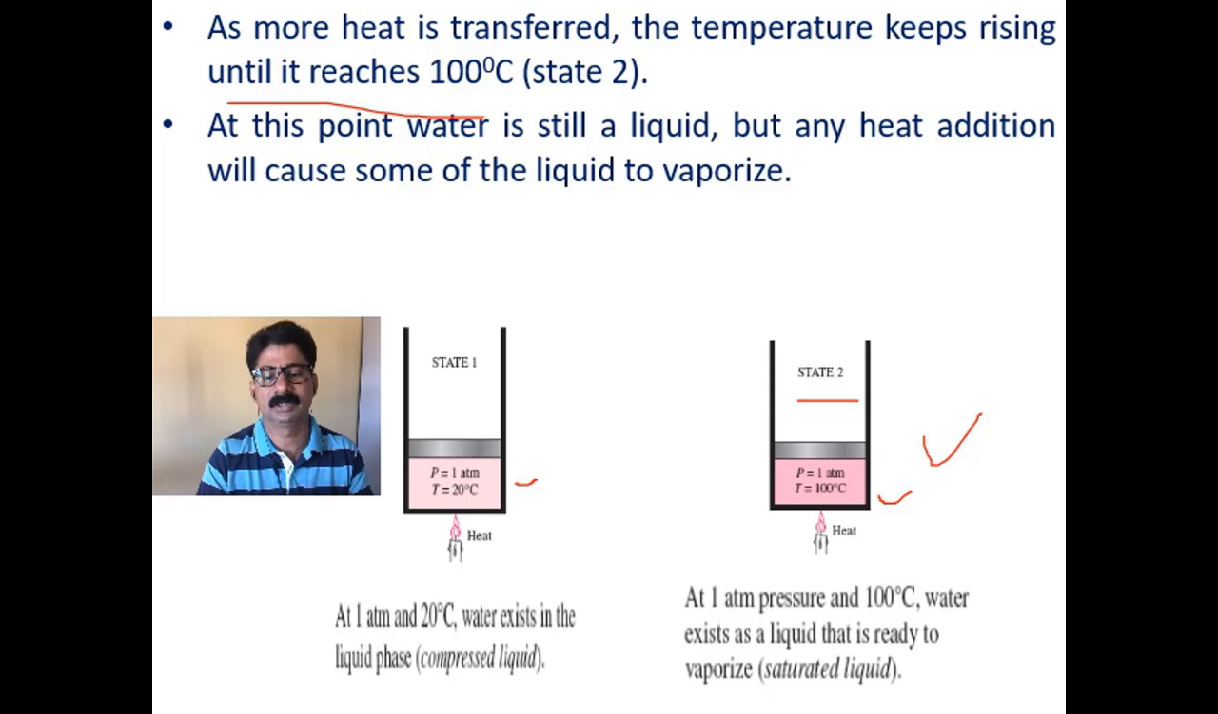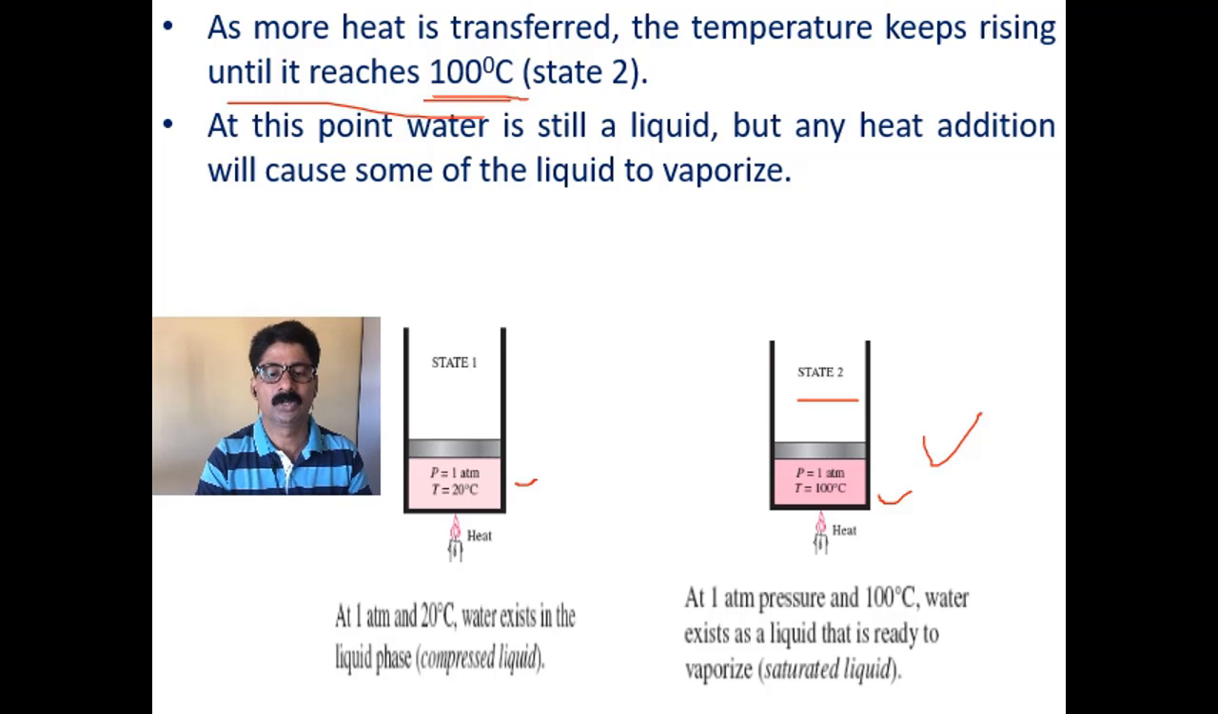At this point, water is still liquid, but any addition of heat will cause some liquid to vaporize. You see, this is called the saturated liquid. So at 1 atmospheric, 1.013 bar, sorry, I told you 99.63 in the previous slide. That is in fact at 1 bar pressure, not 1 atmospheric. So at 1 atmospheric, the boiling point is 100 degrees Celsius, correct?